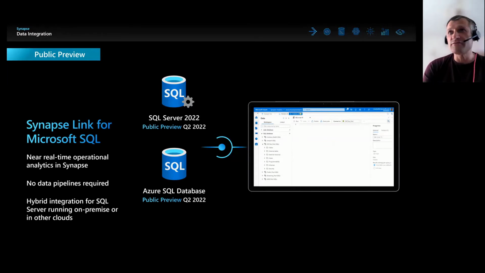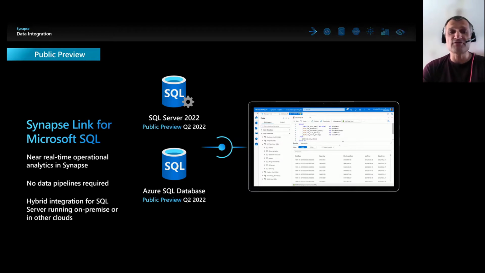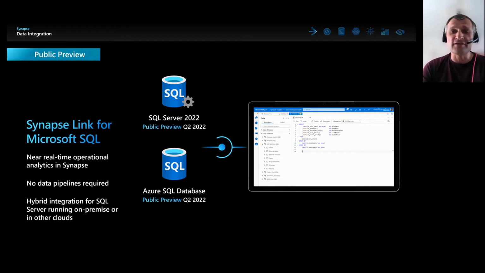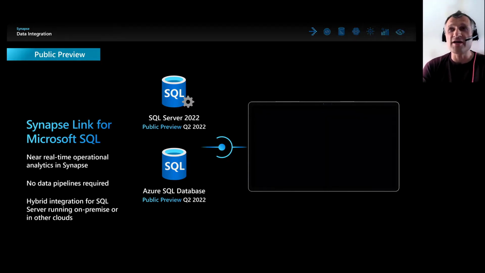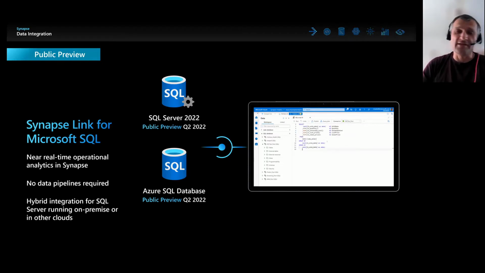By that, you can address different scenarios. For example, bringing your data directly to the data warehouse that you're developing, so no data pipelines required. You just connect to your operational database, you bring the data closer to your analytics, and then you simply perform analytics. Notice that the scenarios addressed by this feature are not purely cloud-based. There is also a hybrid scenario because you can connect to SQL Server 2022 both on-prem and in another cloud.